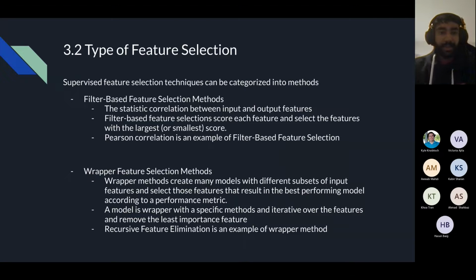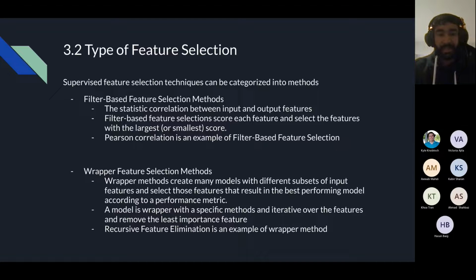There's 2 types of feature selection. There's filter-based feature selection and wrapper feature selection. The filter-based feature selection works on a statistical correlation between the input and output features. It scores each feature and then selects the highest or lowest scores. An example of filter-based feature selection would be Pearson correlation.